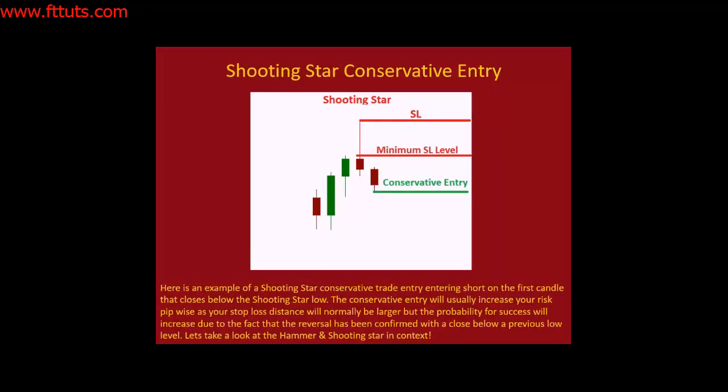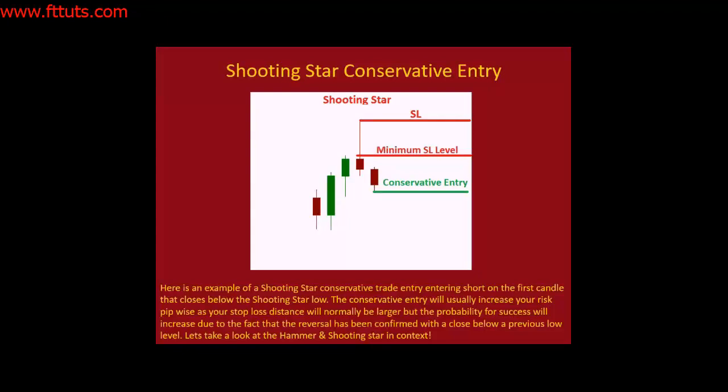Here is an example of a shooting star conservative trade entry, entering short on the first candle that closes below the shooting star low. The conservative entry will usually increase your risk pip-wise as your stop loss distance will normally be larger, but the probability for success will increase due to the fact that the reversal has been confirmed with the close below a previous low level.